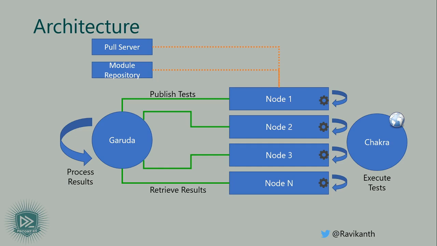Our pull server, again, SMB share. So once I publish this configuration onto the target nodes, they pull out all the dependent necessary modules that are required to enact this configuration and do the job. Okay, we'll see that now. Any questions on this?